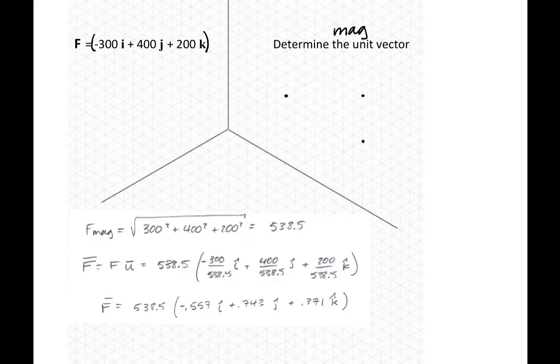All right, let's say that it goes negative 300. Here's our x, y, z axes. We'll just put those on there. So it goes negative 300 in the i direction, positive 400 in the j direction, and positive 200 in the k direction. Well, we can see where it ends, and it's right there. So let's draw the force on here, and we'll call that force F.